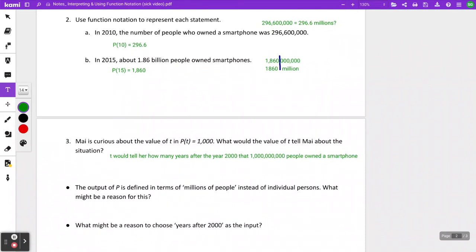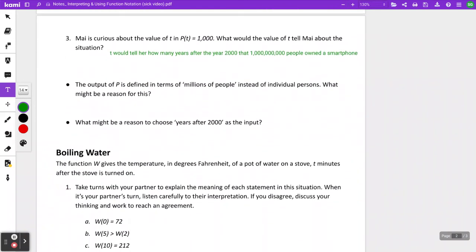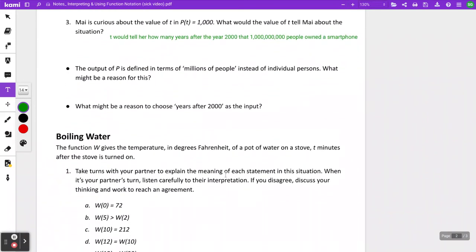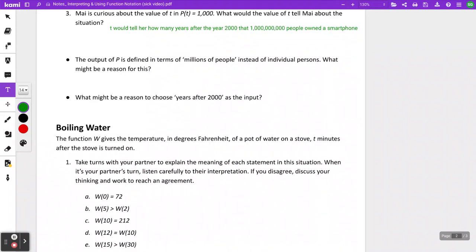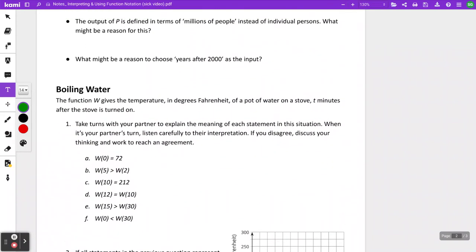This first part here was really a chance for us to talk through inputs and outputs when they're not as straightforward. The second part of this is looking at function notation that we've been practicing in this first part and how it can relate to the graphs we introduced in the first 2 lessons. And so to help us talk through that, we've got this other math problem about boiling water.